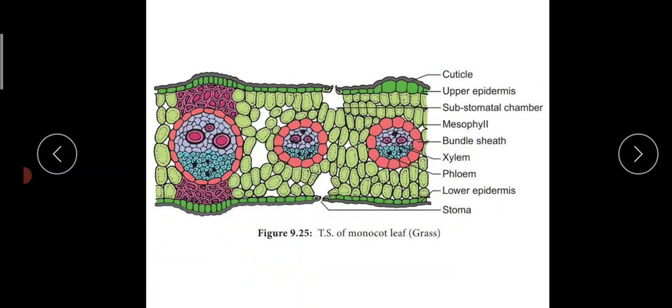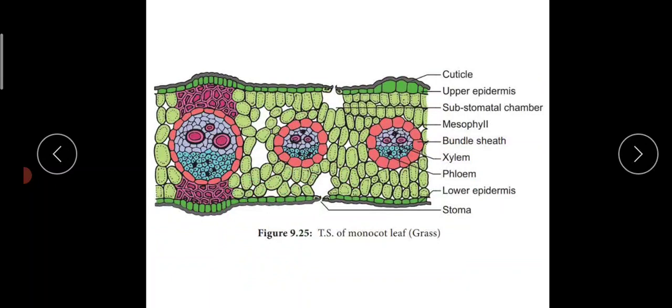But here, and also in dicots, the leaves are arranged at a right angle to the stem axis, and here they are arranged erect. So as the leaves are erect in monocots, both the sides, upper and lower, receive almost the same quantity of sunlight. So that type of leaves are called isobilateral leaves. Okay, the internal structure of these isobilateral leaves is only slightly different from that of the dicot type of leaves.